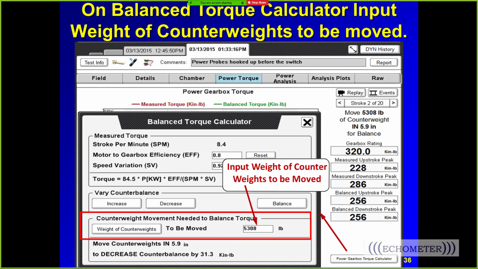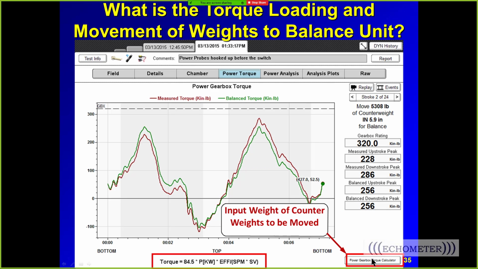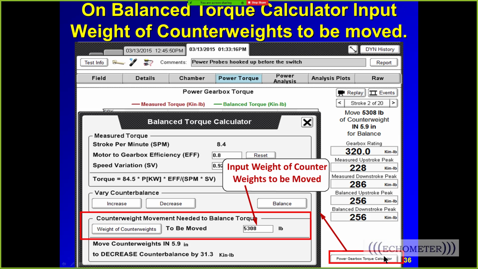We click on the power torque calculator. We already talked about that a little bit. This is where you put the weights in. If you haven't put them in already on the edit mode, you can put them in here. And that's how many weights you're going to move to counterbalance. And that's move from the current location. That's move this many pounds of weights inward from the current location, all those weights, that's 4 weights, in 5.9 inches.